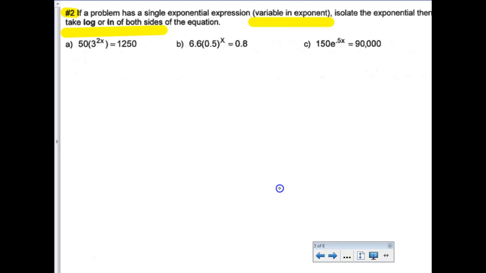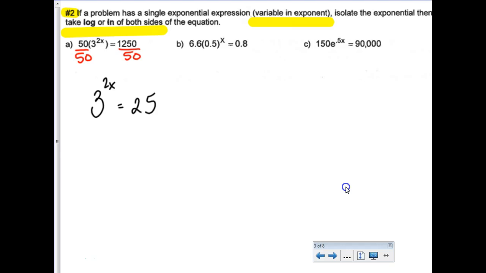Your variable is trapped. How do you get it down? What brings exponents down? A log. So we need to isolate the exponential part. Let's divide by 50. So you have 3 to the 2x power equals, is that 25? Okay. So in order to bring the exponent down, I'm going to have to apply a logarithm.